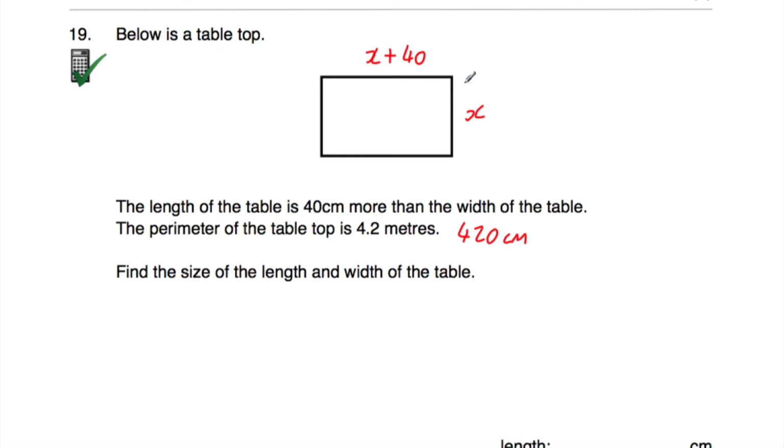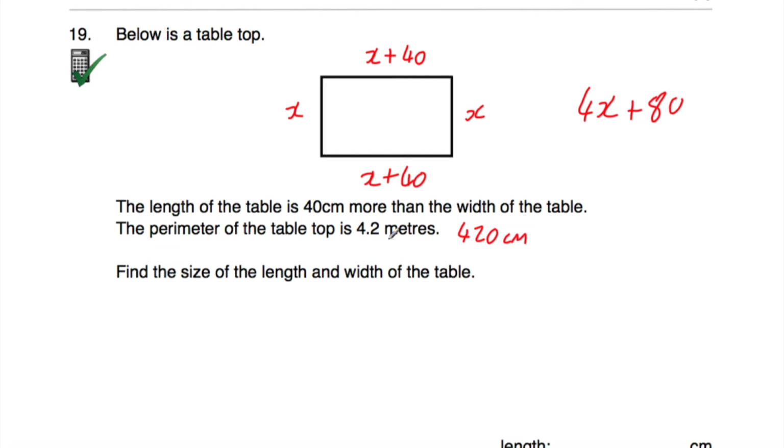So we now know that the width is x centimeters, so that's going to be x there and x there, and the length of the table will be x plus 40 centimeters. That's 40 centimeters longer than the width. So we've got expressions for the sides. Now let's add them together to find the perimeter of this rectangle. So x plus x plus x plus x is 4x. And then we've got 40 plus 40, that's equal to 80, so plus 80. So the perimeter of this table is 4x plus 80 centimeters.